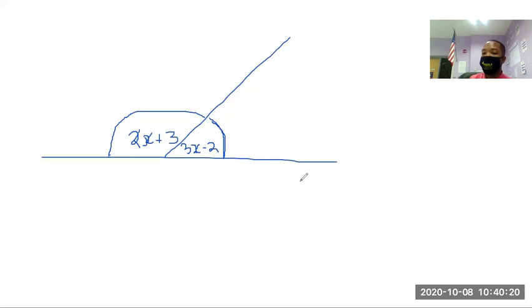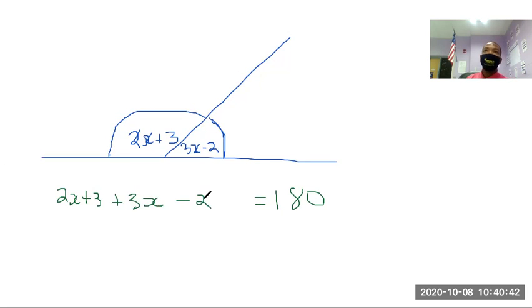So a straight angle equals 180. If I think about this, both these angles together should add up and equal 180. So 2x plus 3 plus 3x minus 2, all that should equal 180. I get 5x because I group my like terms.